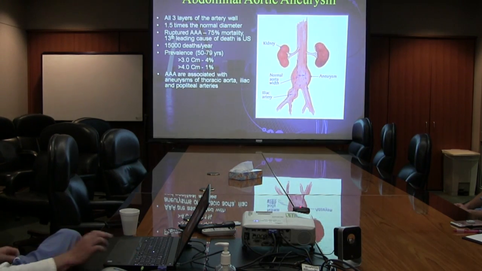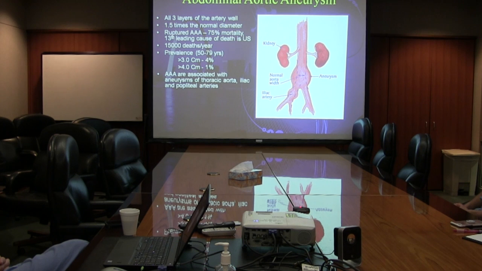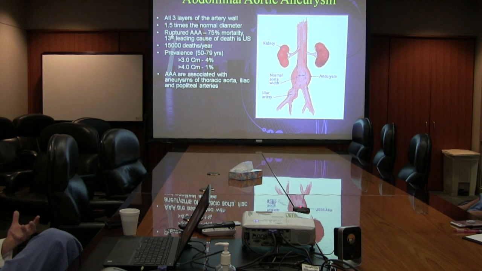So a true aneurysm involves all three layers of the artery, right? You have the intima, media, and adventitia. You get lots of CTs where they call things aneurysms that aren't. So the definition, if you want to be a purist, is 1.5, or 150%, of the normal diameter. The abdominal aorta below the kidneys is usually 2 centimeters, so 1.5 times that is 3. So less than 3 but bigger than 2 is ectatic. Bigger than 3 is aneurysmal.